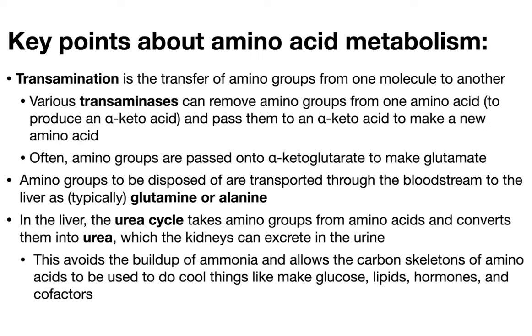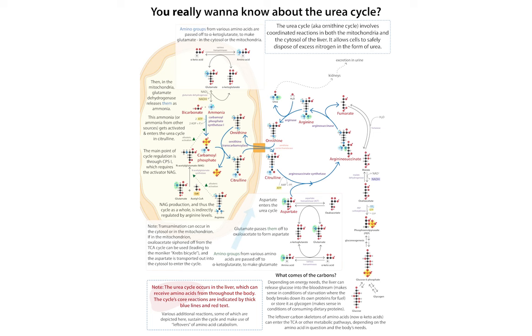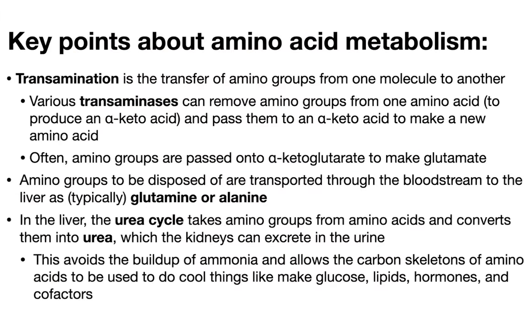Let's go over the basics of amino acid metabolism, how we can safely remove those amino groups and use the parts from amino acids to do cool stuff without having our bloodstream build up with ammonia, because we don't want Windex veins. So instead, we'll use the urea cycle in the liver to safely dispose of those nitrogen groups as urea. We'll often transport those amino groups to the liver in the form of glutamine or alanine. We'll go into each of these points in more detail.